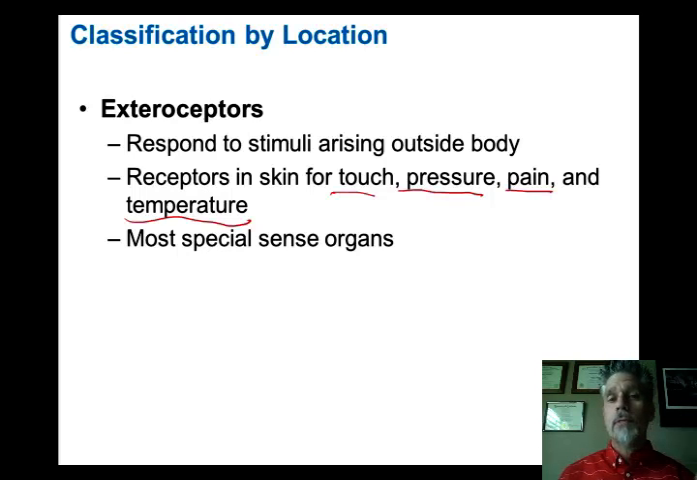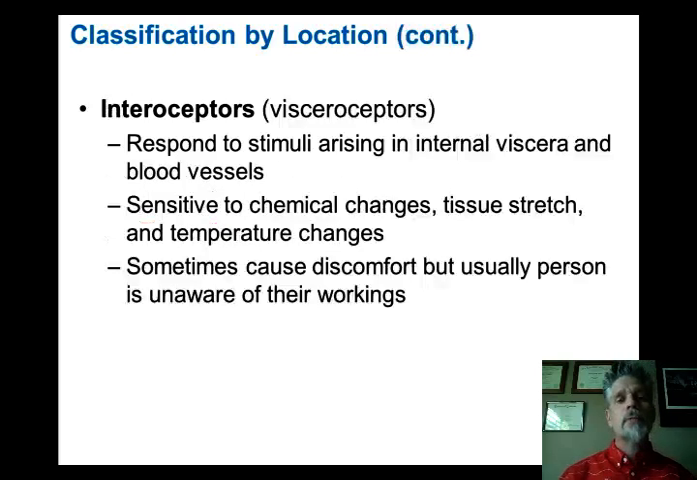And then of course our special sense organs, right? For smell and taste and sight and hearing and equilibrium. All right, interoreceptors. So internal guts. These are also known as visceroreceptors because they are monitoring the internal condition, right? So we can maintain that homeostasis.